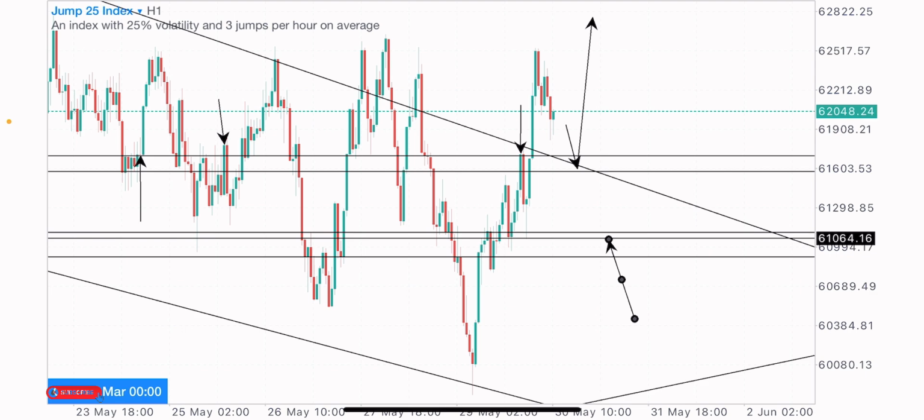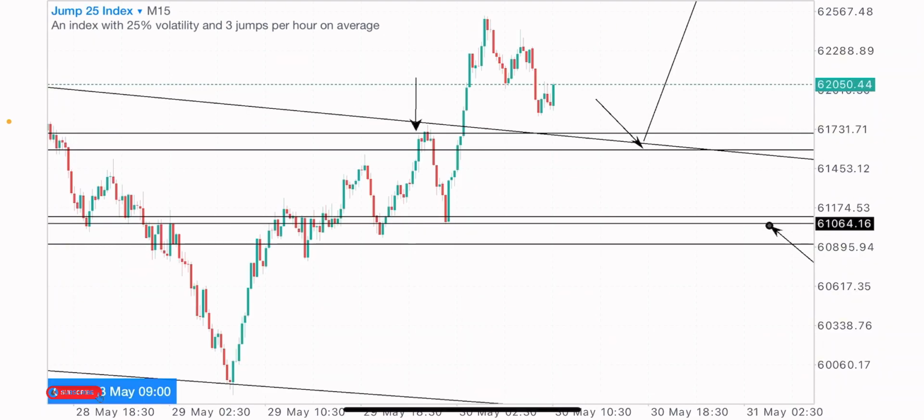All right, so that's my view and market analysis on Jump 25 index price action basically.